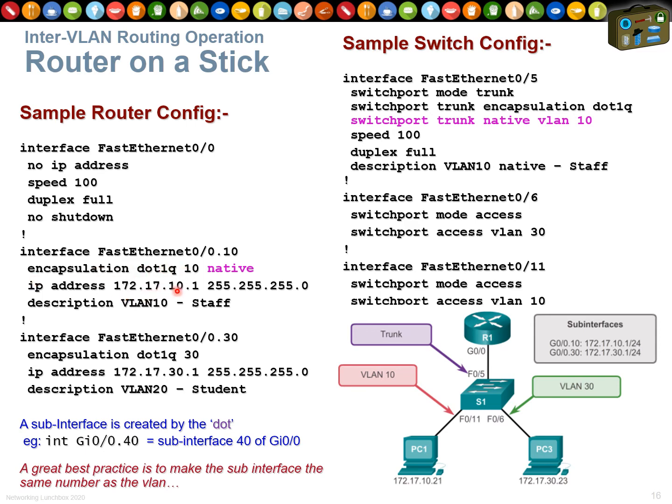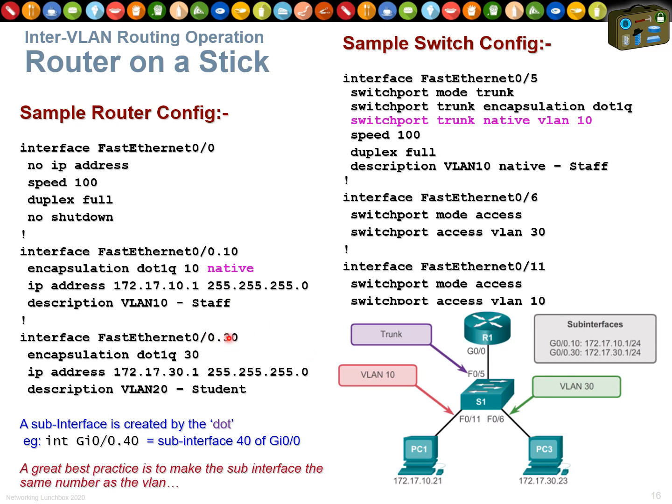Encapsulation dot1q 10. IP address 172.17.10.x. Now the fact that this is 10, this is 10, and this is 10, that's not a rule. That's just a very strong guideline. Because yes, this could be subinterface 1, yes, this could be VLAN 64, and yes, this could be 172.17.99.whatever. That will work, but it's very confusing.